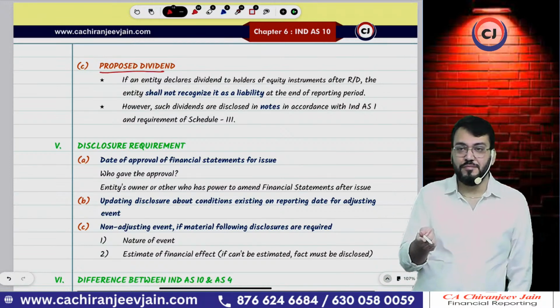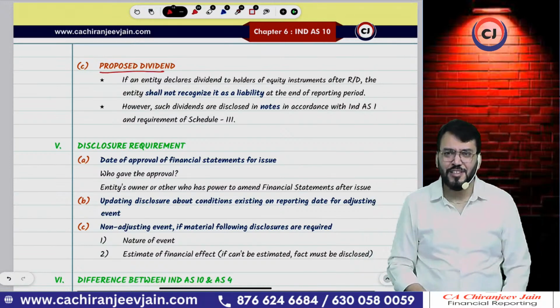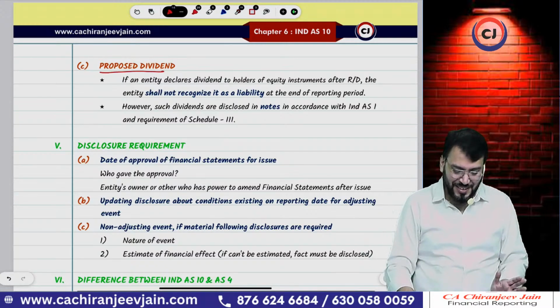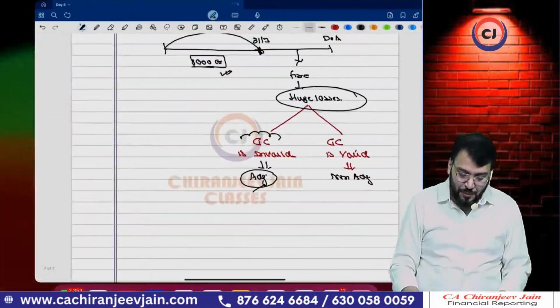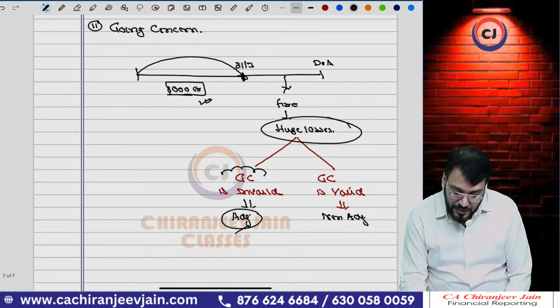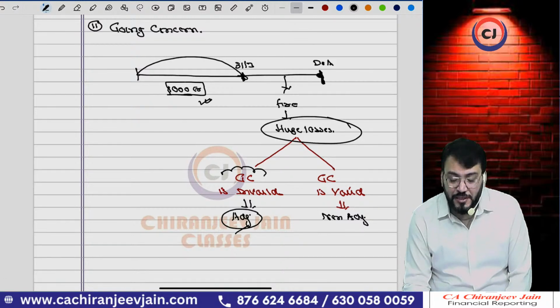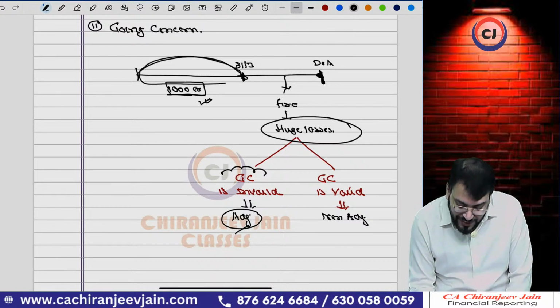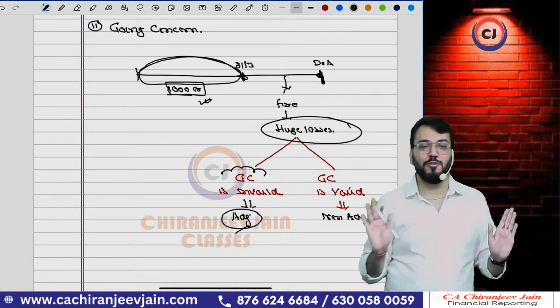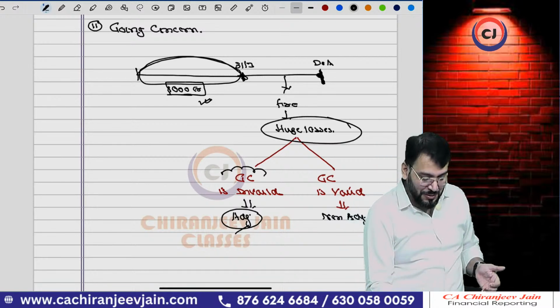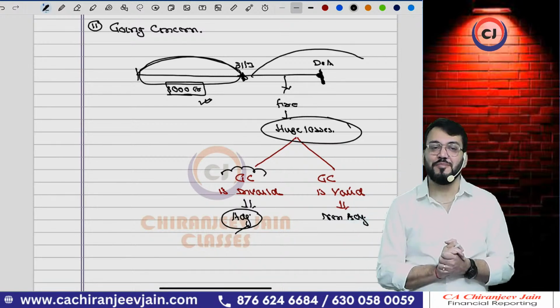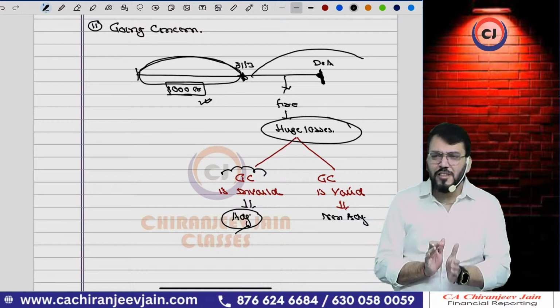For which year? For the current year, means for the reporting period. If this is the date of approval, they are proposing some dividend for this year. This is the current year. Okay. So it is for the reporting period.